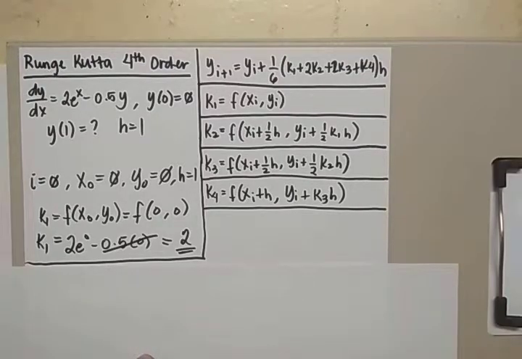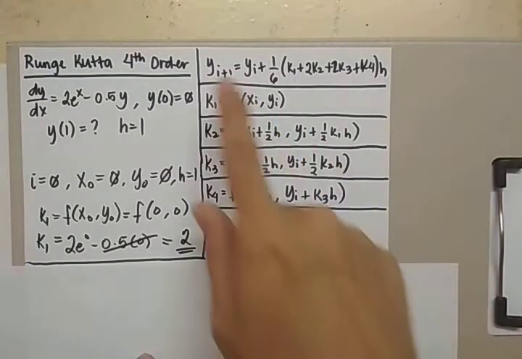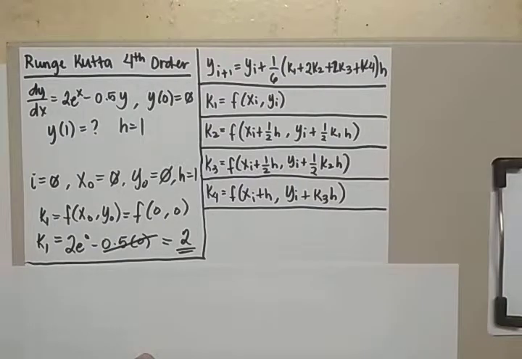So here we have our example, dy over dx is equal to 2e raised to x minus 0.5y, where y of 0 is equal to 0. So we will find the value for y of 1 at step size h equal to 1 using the Runge-Kutta fourth order method. So here is our general formula for the Runge-Kutta method.